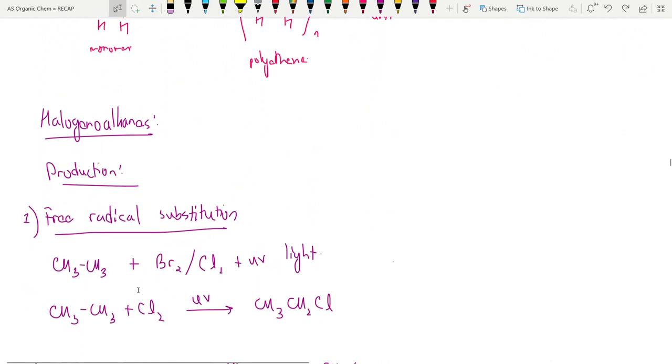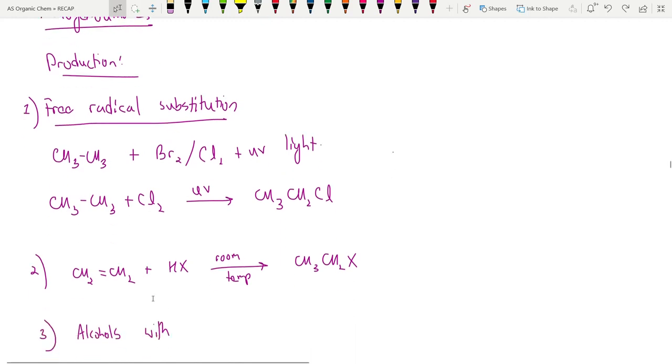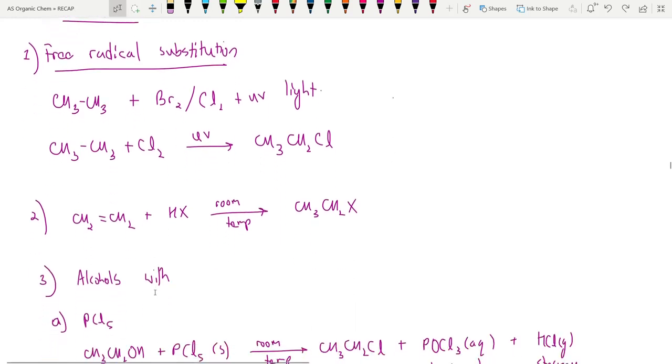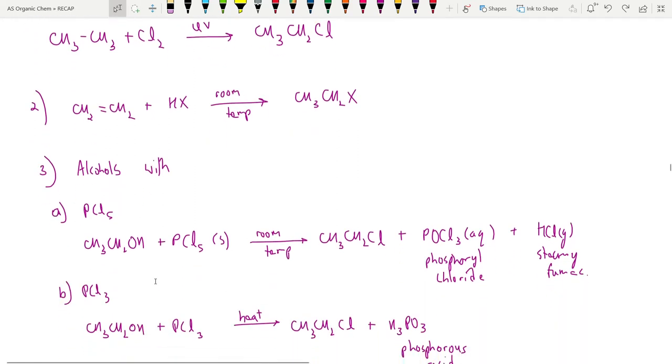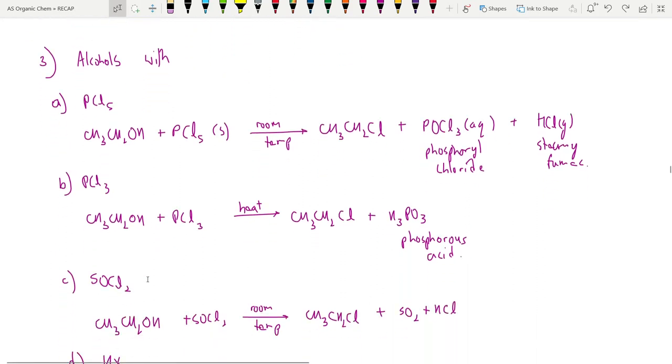Next, we have halogenoalkanes. We can produce them mainly by free radical substitution of alkanes in the presence of UV light with chlorine or bromine. We can add hydrogen halides to alkenes at room temperature. There are also multiple ways we can produce them using alcohols. We can use PCl5 at room temperature, and we're going to get the halogenoalkane. More on this later. We can use PCl3 along with heat to get the halogenoalkane.